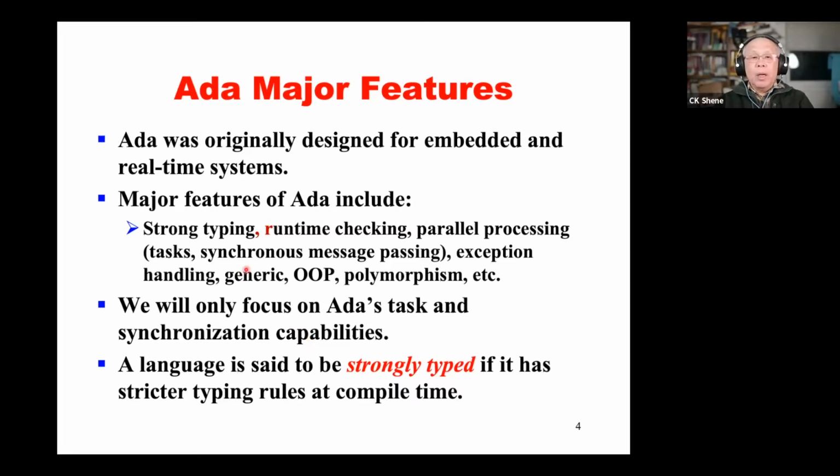Now, we mentioned strong typing. What do we mean by strong typing? A language is said to be strongly typed if it has stricter typing rules at compile time. In other words, some type conversions, some type promotions going from a lower level type to a higher level type, must be done in an explicit way. So this strongly typed programming language would make the use of data safer.